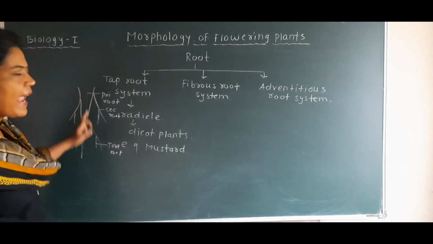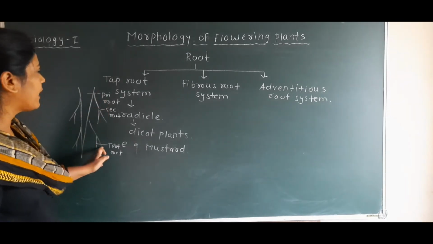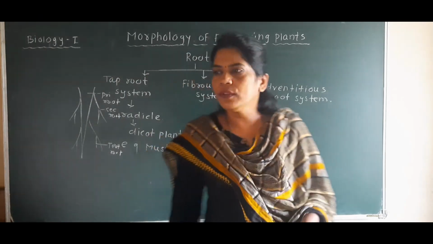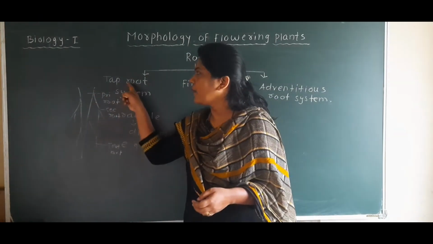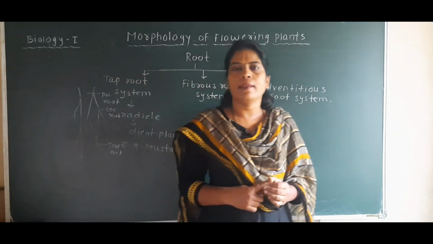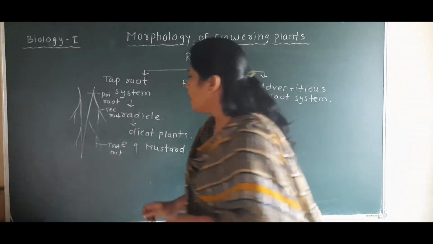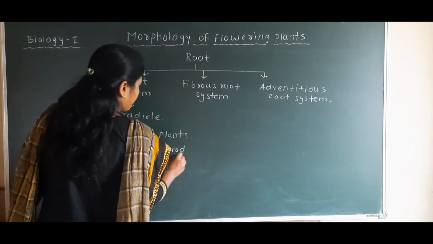Okay, so this is the diagram of the taproot. Primary root, secondary root, and these are the tertiary roots. So these taproots develop from the radical. It is found in the dicot plant, and the specific example of this taproot is the mustard plant.